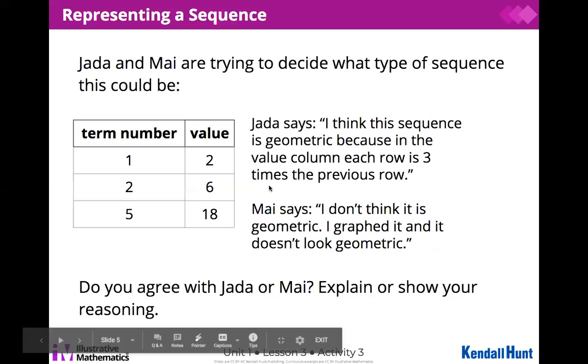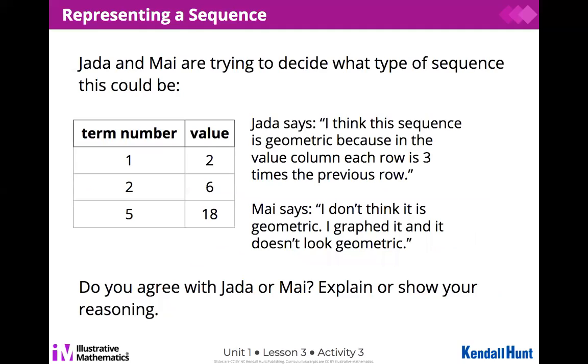All right, so here's the situation. We've got Jada and May trying to decide what type of sequence this could be. Jada says, I think this sequence is geometric because in the value column, each row is 3 times the previous row. And May says, I don't think it's geometric. I graphed it and it doesn't look geometric.